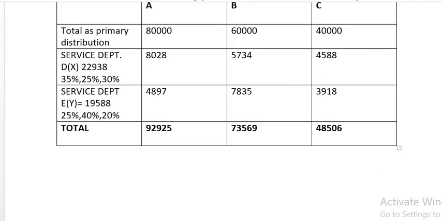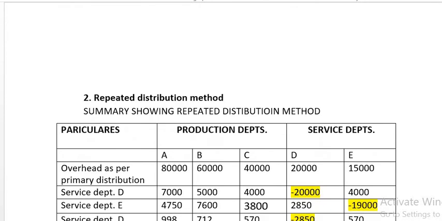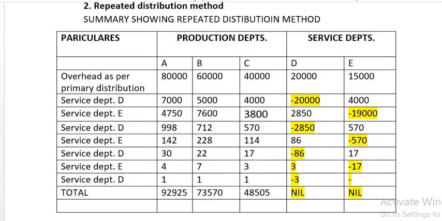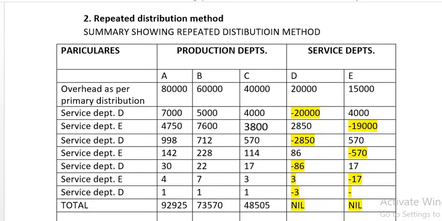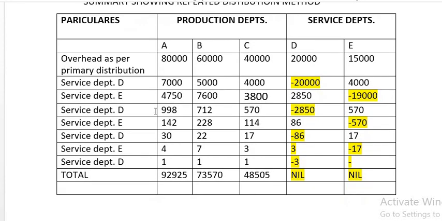Next we take the second method, that is the repeated distribution method. Repeated distribution means we reapportion between the service departments and the production departments until it becomes 0. Is that clear? So now we take the overheads as per the primary distribution, given in the problem as 80,000, 60,000, 40,000, 20,000 and 15,000. Now we have to reapportion to the production departments as well as the other service department.